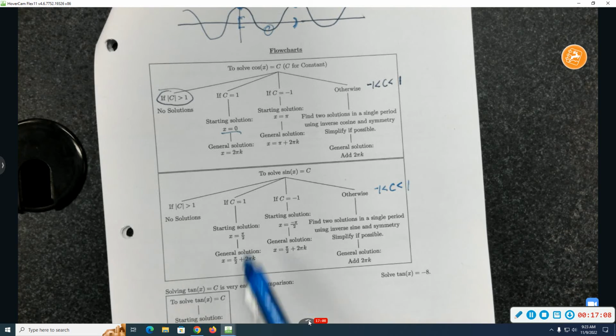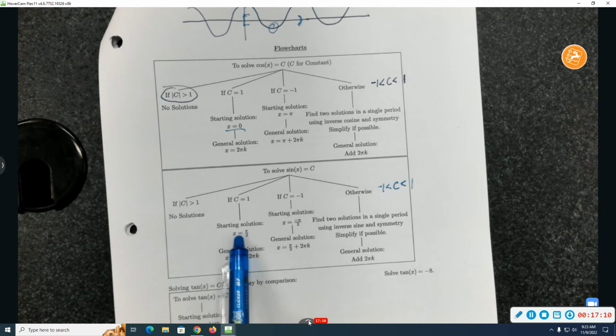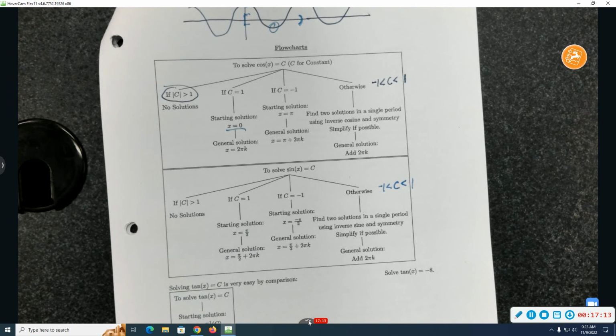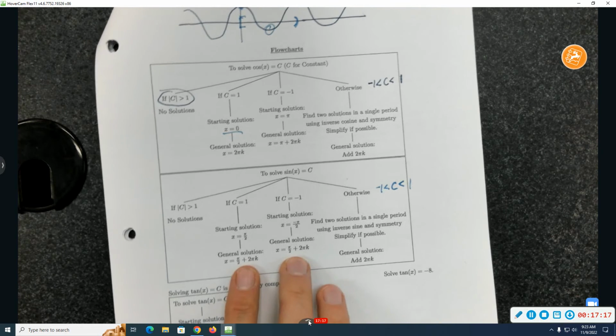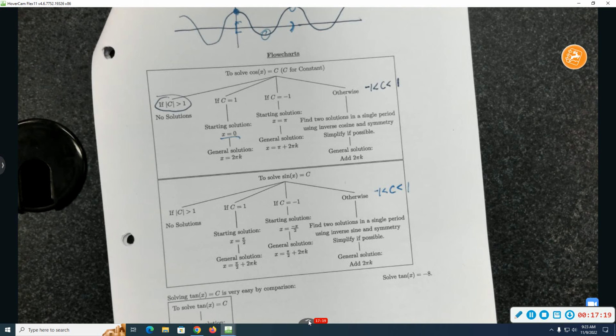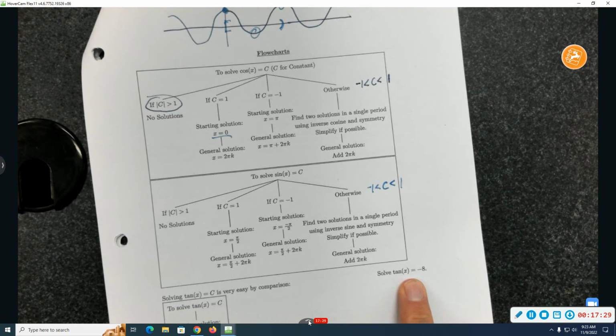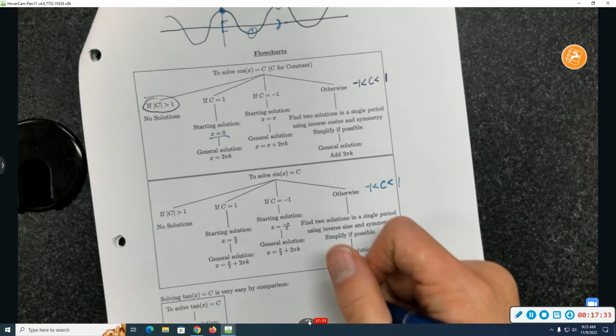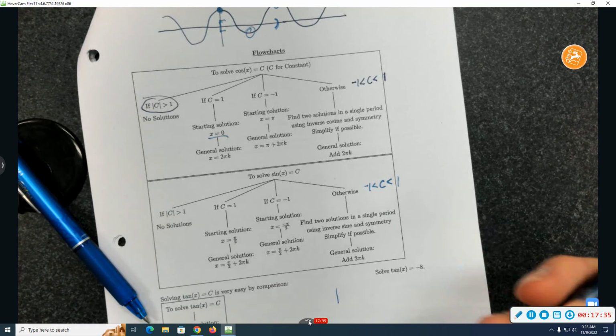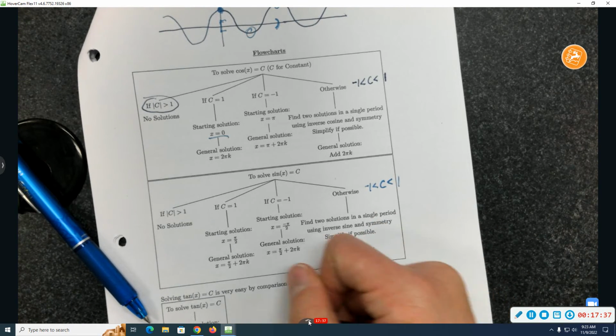If you want to set it equal to 1 or negative 1, well, there will only be one basic solution to each, one solution in a single period. Add 2 pi k's to get the full solution. That seem all right? Cool. Tangent's even easier. Let's solve tangent of x equals negative 8 by drawing a picture, and then we'll see that we follow that flowchart exactly. So let's try to solve tangent equal to negative 8.